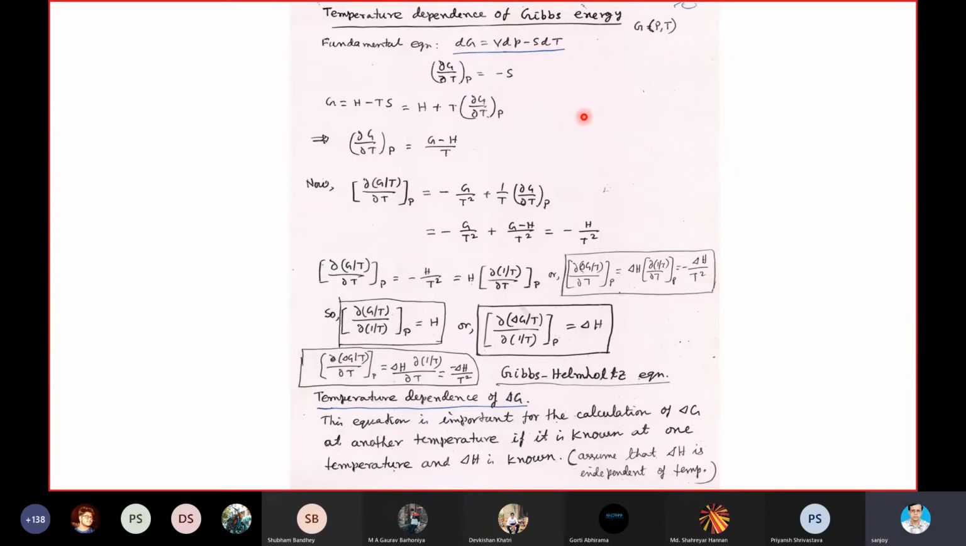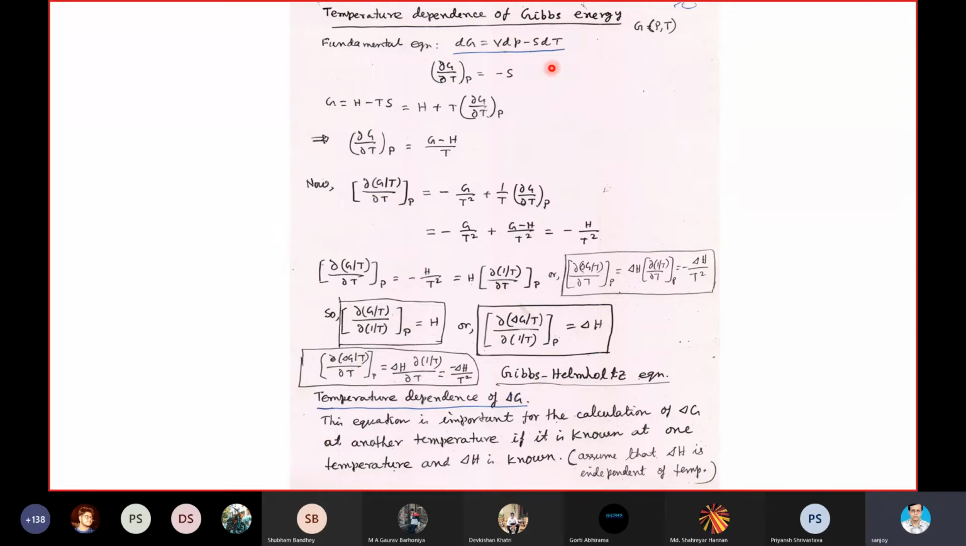Now, since we want to know the Gibbs energy change, our starting point is the corresponding fundamental equation. In the previous two cases, we started with the fundamental equations for internal energy and enthalpy. Now we are applying another fundamental equation that involves Gibbs energy: dG equals V dP minus S dT. This is the starting point.